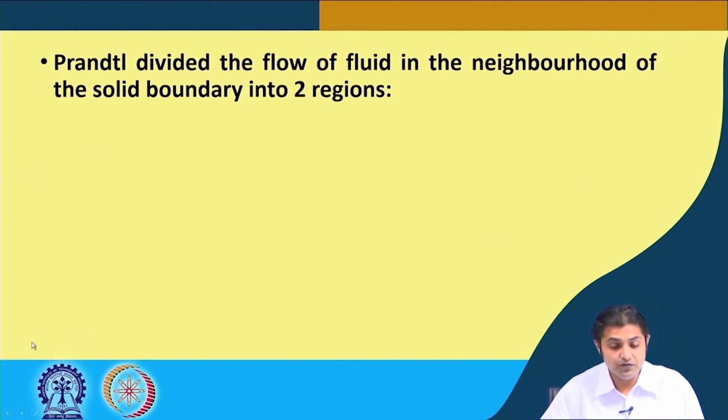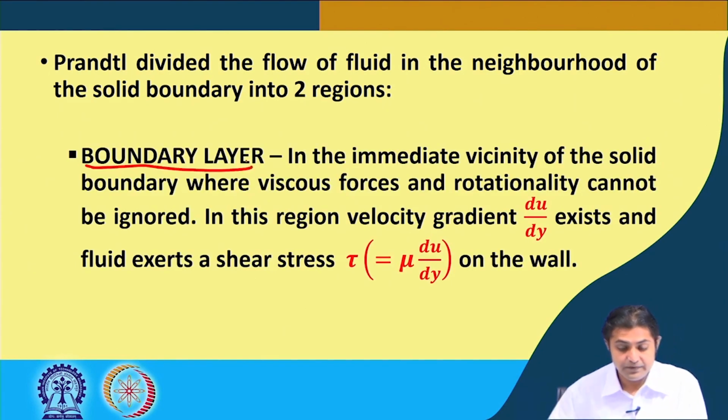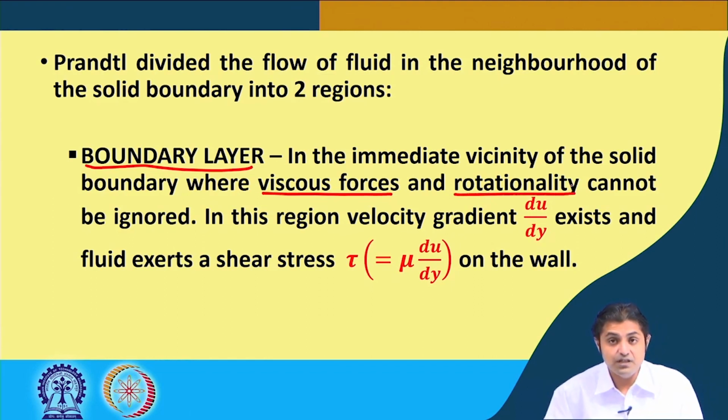Prandtl actually divided the flow of the fluid in the neighborhood of the solid boundary into two regions to have a more simplified look. So, one is called the boundary layer. It is in the immediate vicinity of the solid boundary where the viscous forces and rotationality cannot be ignored. So, there are two things that cannot be ignored in the boundary layer, the viscous forces and the phenomenon of rotationality. We have seen in the previous lectures that most of the flow in the water is considered irrotational. We are going to explore that in more detail when we study the viscous fluid flow.